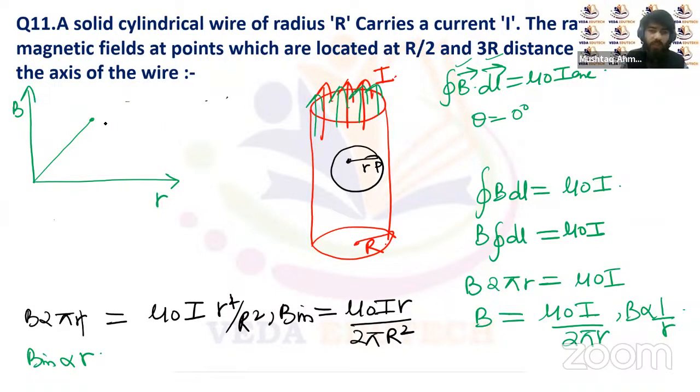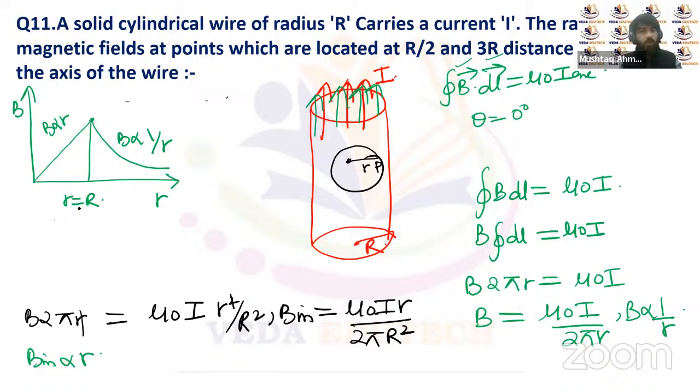Then it will be varying as 1 by r. It means that it will show a behavior like this, right? So B here is proportional to r and B here is inversely proportional to r, right? And here the value of the magnetic field is maximum, that's at the point r equal to capital R, right? So this is the behavior or variation of the magnetic field due to a current carrying cylinder, right?